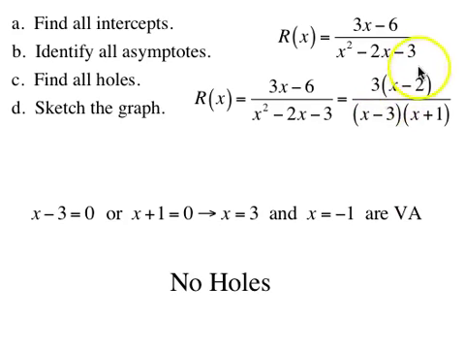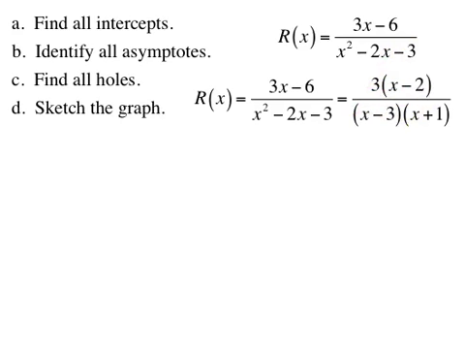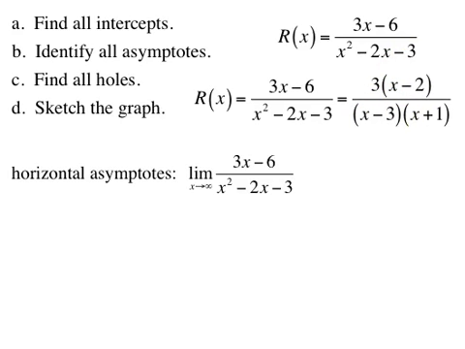If we had (x minus 3) over (x minus 3), we would have had a hole at 3, but that didn't happen here. What else do we have? Horizontal asymptotes, we're going to look at the limit as x goes to infinity. Now you may recall, if the degree of the bottom is greater than the degree of the top, we'll have a horizontal asymptote at 0.